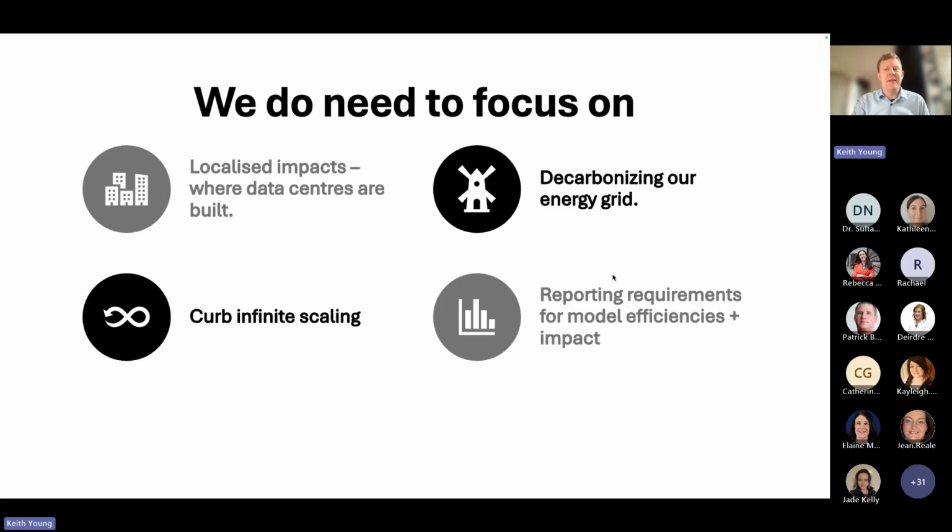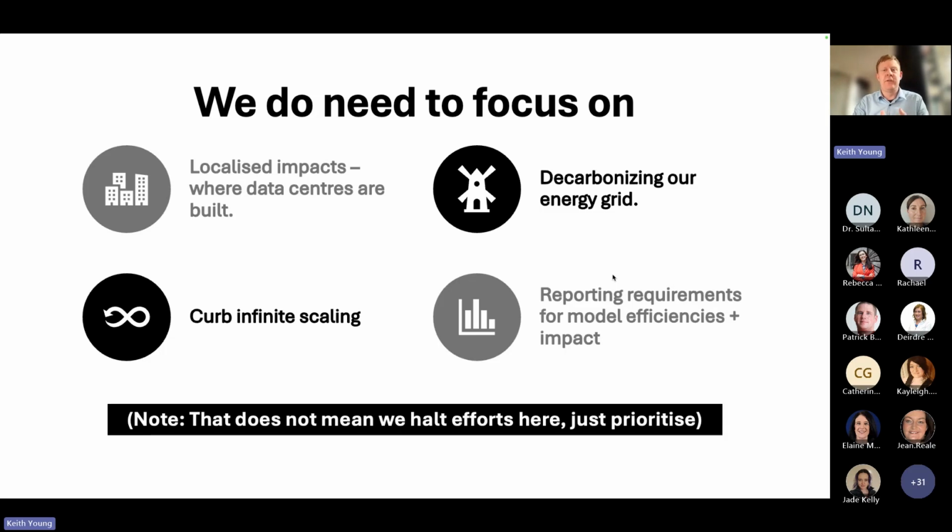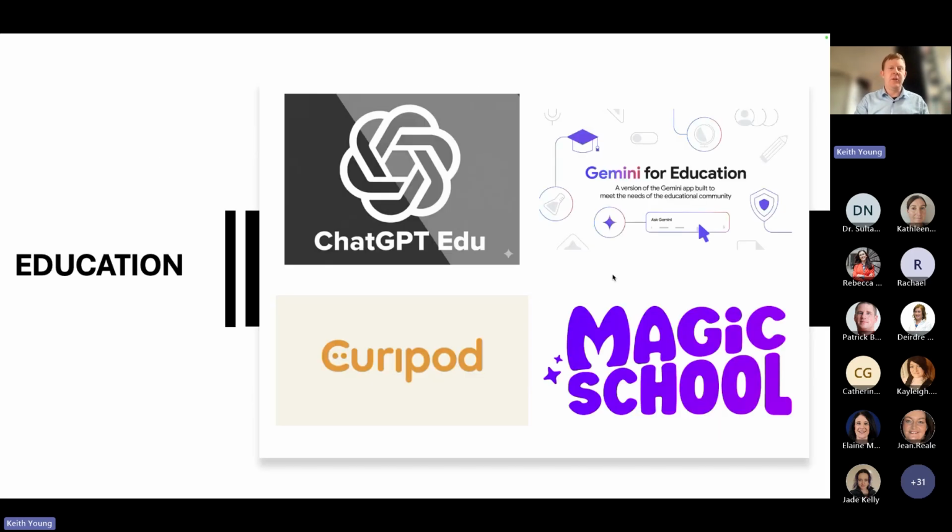And everything that I'm saying here, I really want to emphasize, it's not that we halt efforts and we be conscious of this stuff, but we put these arguments in the context of what those real impacts actually are at scale.